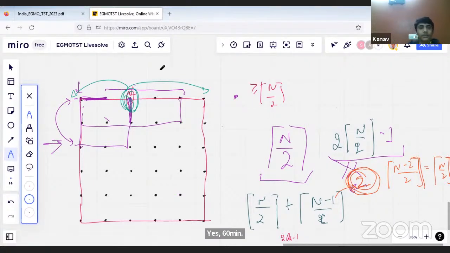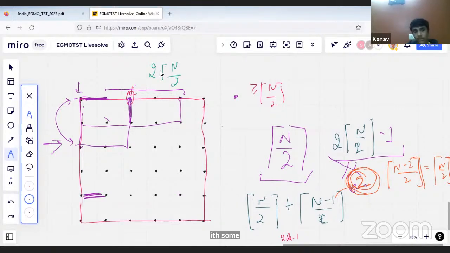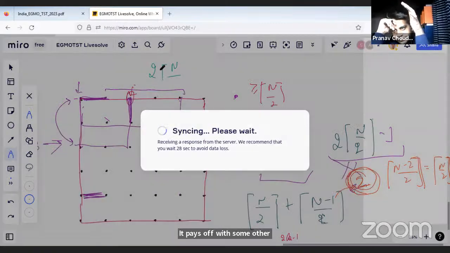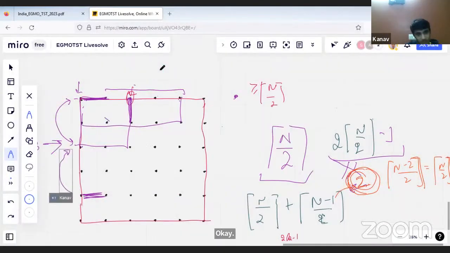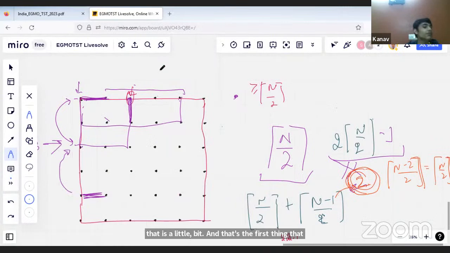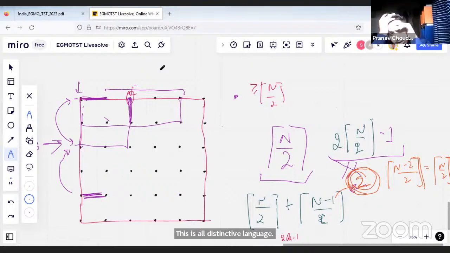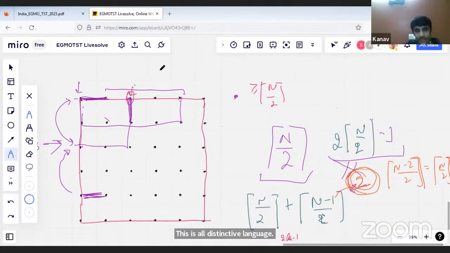Okay, so how we are pairing columns is for any column, choose this edge. This edge must have a rectangle. It pairs off with some other row. That is row pairing, right? Yes, that is row pairing. That's the first thing that we do. This gives all distinct rectangles. Like all of these pairings give distinct rectangles. Yes. So we get at least ceiling n by 2 rectangles.